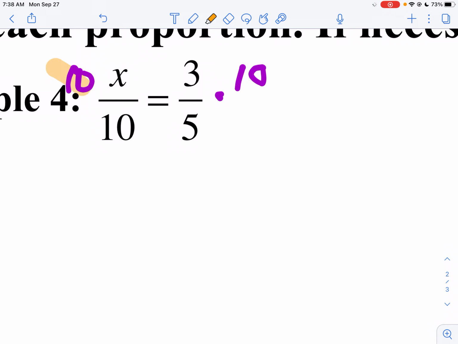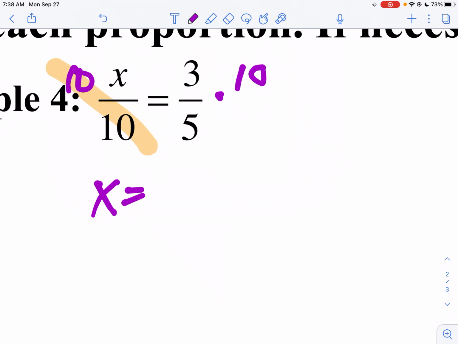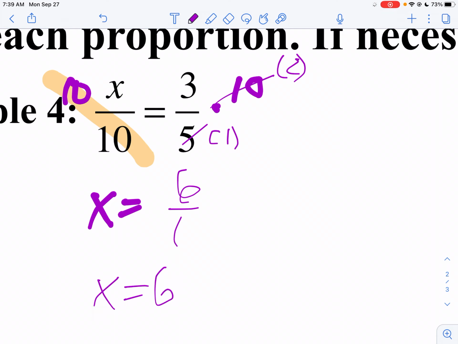Notice on the left side, my 10's reduced. That's what I wanted to happen. On the right side, 5 goes into 10 twice. 5 divided by 5 is 1. So I've got 3 times 2 over 1, or 6 over 1, which we're just going to write as 6. So you just do the problem like we've done everything else.